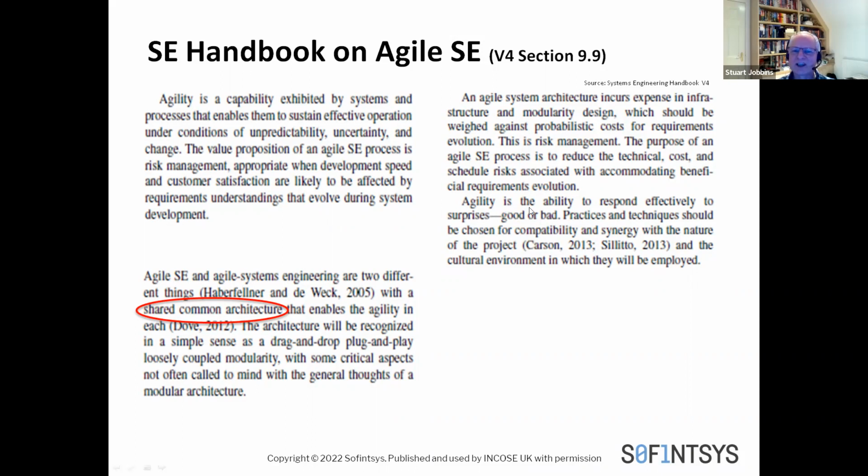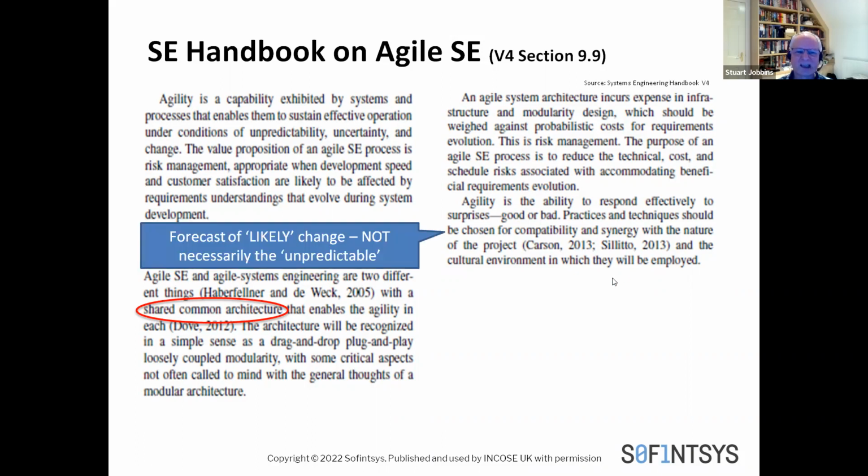But it says here that agility is the ability to respond effectively to surprises, good or bad. And yet it goes on to say practice and technique should be chosen for compatibility and synergy with the nature of the project. So there's an element of those references that suggests you will understand the types of surprise that you will get by the nature of the product or the technology that you're deploying. So they're not really surprises in some respects. They're things that you could imagine might happen because of the solution. So the forecast of likely change, not necessarily the unpredictable, I think is how I would state that.